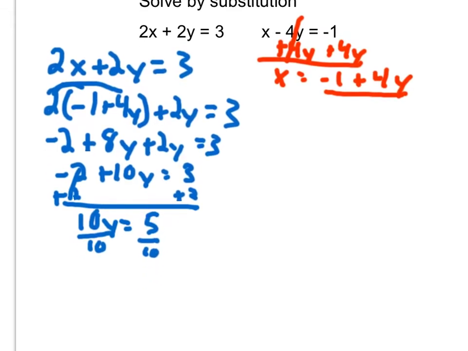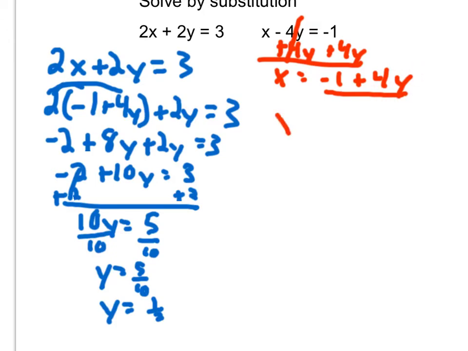Okay, so I'm going to get y is equal to 5/10, which is the same as 1/2. So my y value is equal to 1/2. Okay? Well, now I've solved for y. I know what y is. It equals 1/2. So now I need to take that value and plug it into the expression I used in step 1, which is this one right here. So now instead of saying x equals -1 plus 4y, I'm going to plug in 1/2 for y so that I can solve for x.